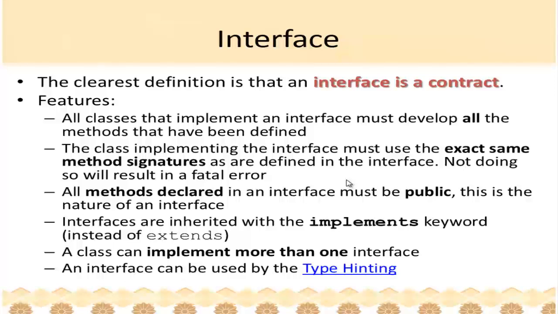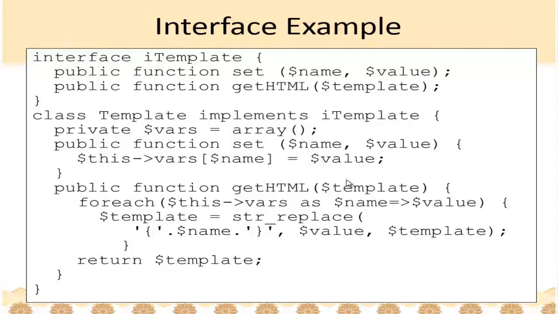And the next one is, when you use it within your class, you don't use the word extends, you use the word implements. And a class can implement more than one interface, and the interface can be used in type hinting. I'll tell you what type hinting is in a later slide. Why do we require that? A simple example here: I have an interface iTemplate with two functions. If you don't declare it, it is assumed public. You have the two methods here, a getter and a sender.